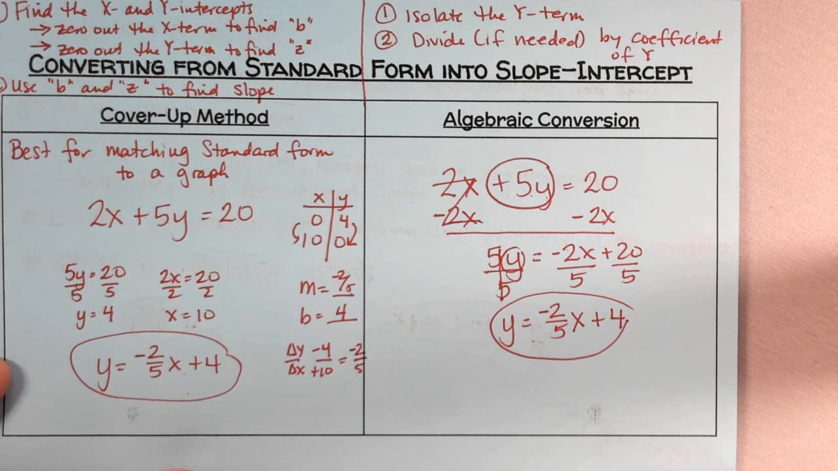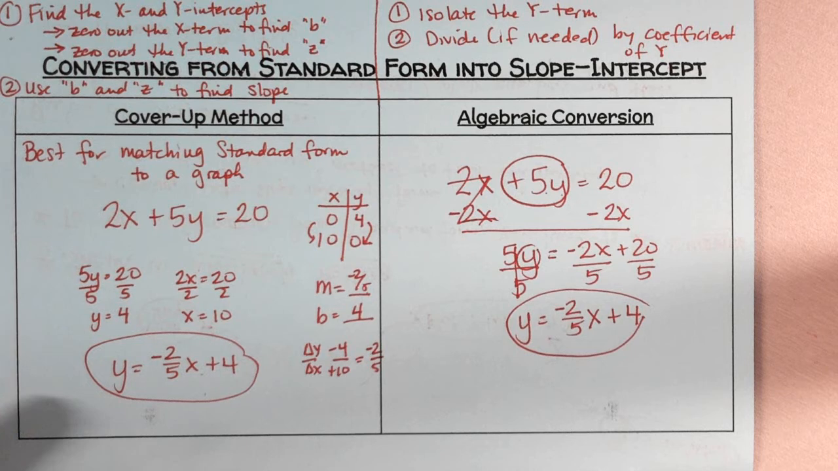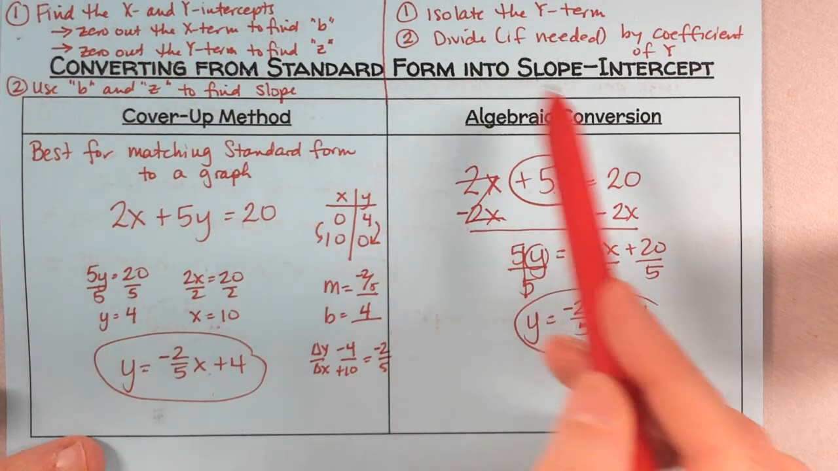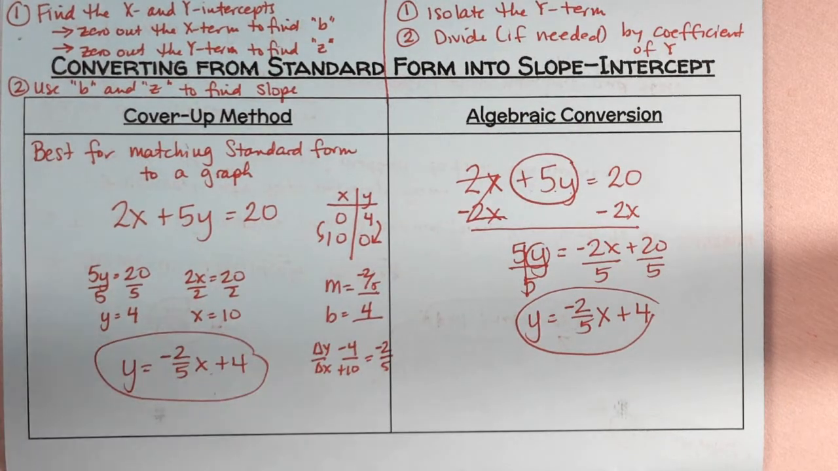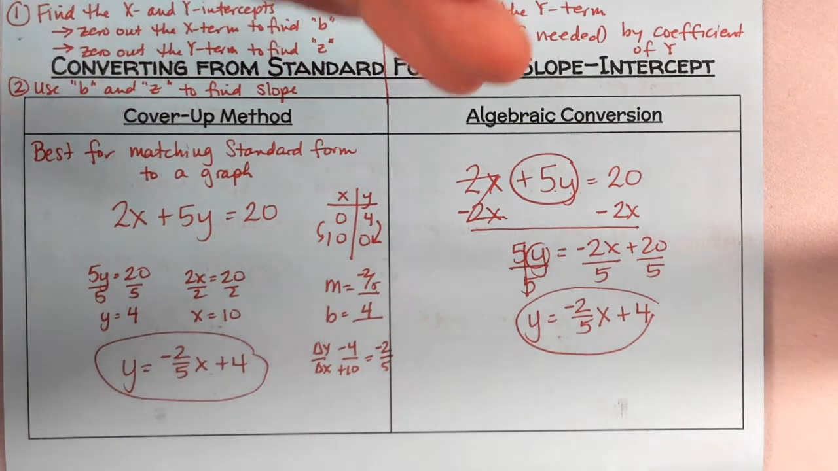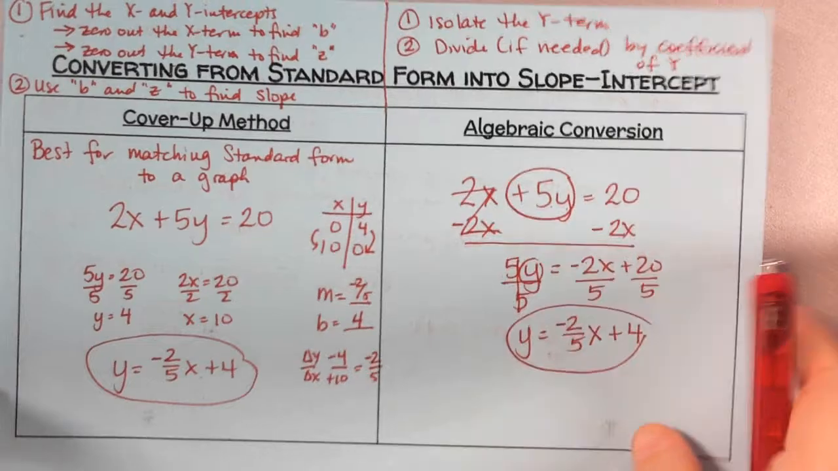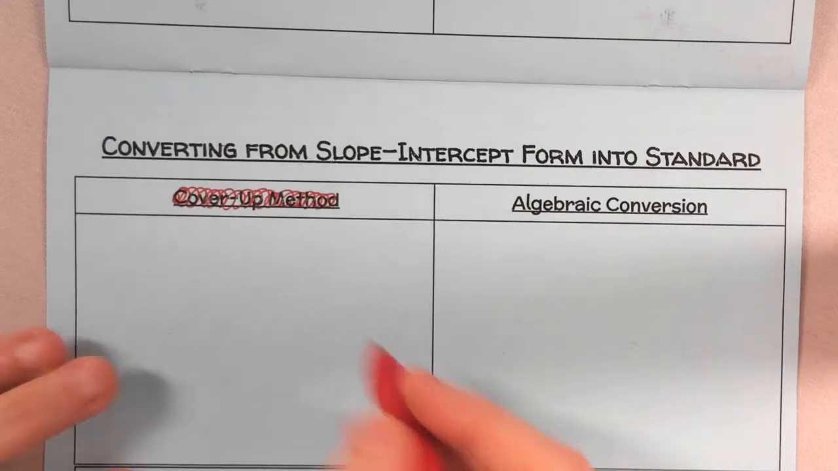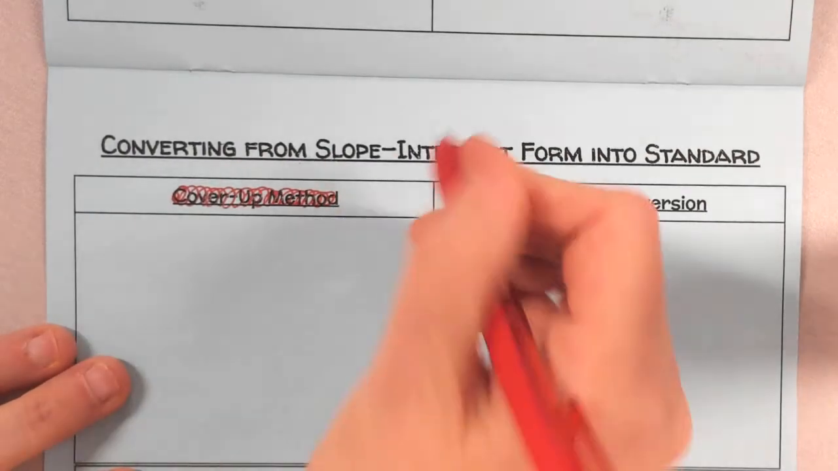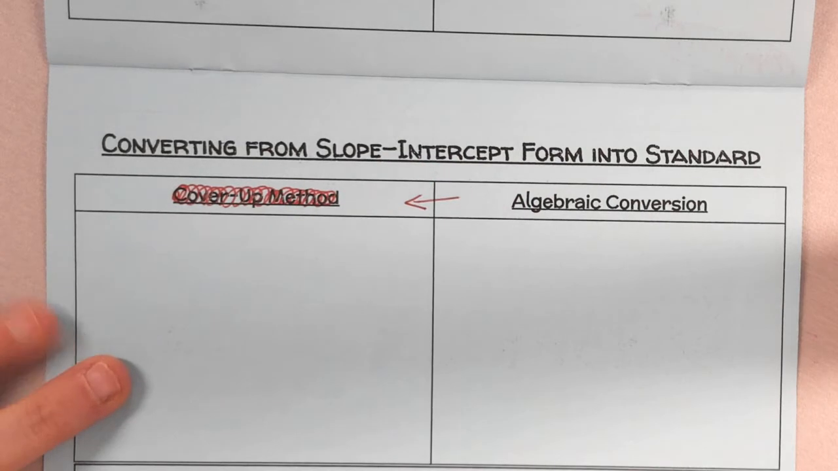Okay? So take a second and write that down. All right. So now that we've converted from standard into slope-intercept, now we're going to go back the other way. We're going to convert from slope-intercept back into standard. Now, converting from slope-intercept, there is no cover-up method, by the way. We're just going to do 2 examples, and they're both algebraic conversion.